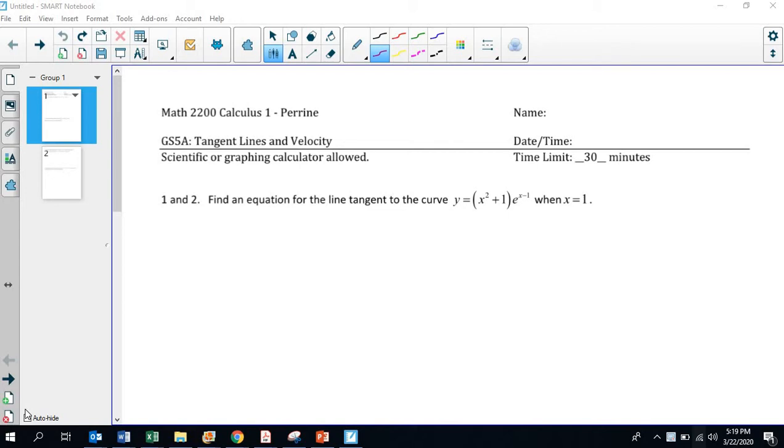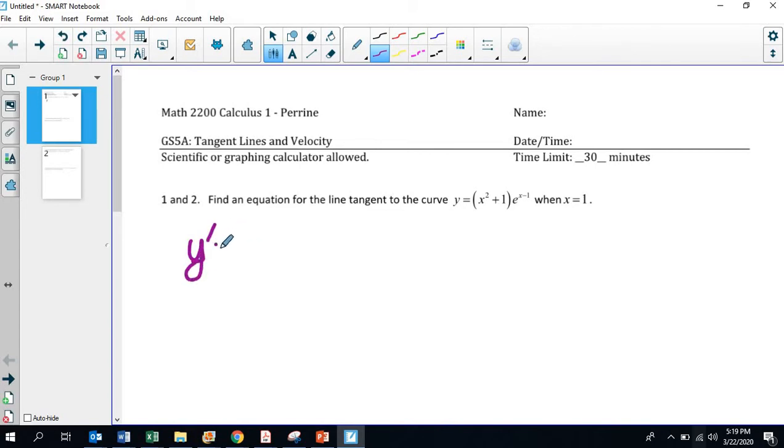So the first problem on this specification quiz was finding a line tangent to the curve that's given, finding the equation for it. And so there are three steps we do in this. The first step is you want to find the slope of the tangent line. And we find the slope by finding the derivative.